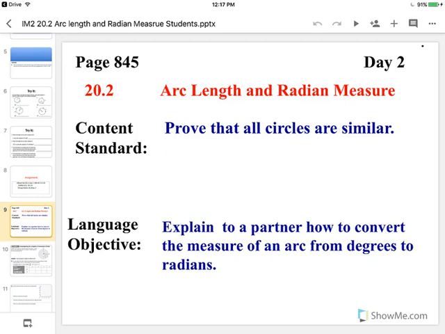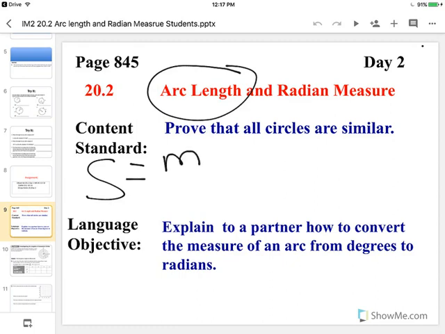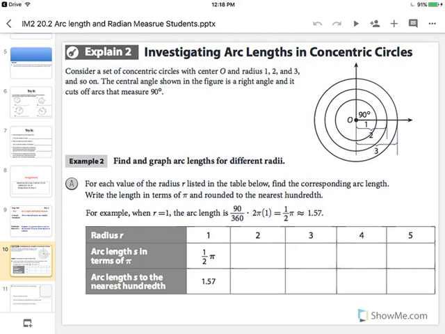So let's review what we learned from yesterday. Yesterday we said that the formula for the arc length is S equals the measure of the arc in degrees divided by 360 degrees, times 2 times pi times the radius. So let's investigate. Consider the set of concentric circles with center O and radius 1, 2, 3, and so on. The central angle shown in the figure is a right angle, and its cutoff arc measures 90 degrees.